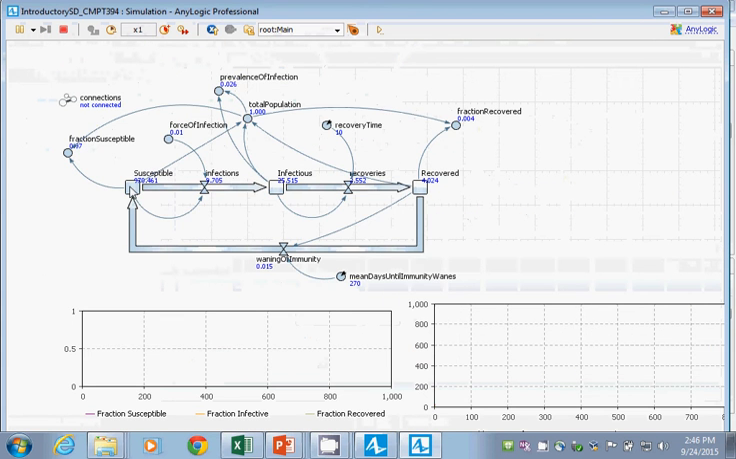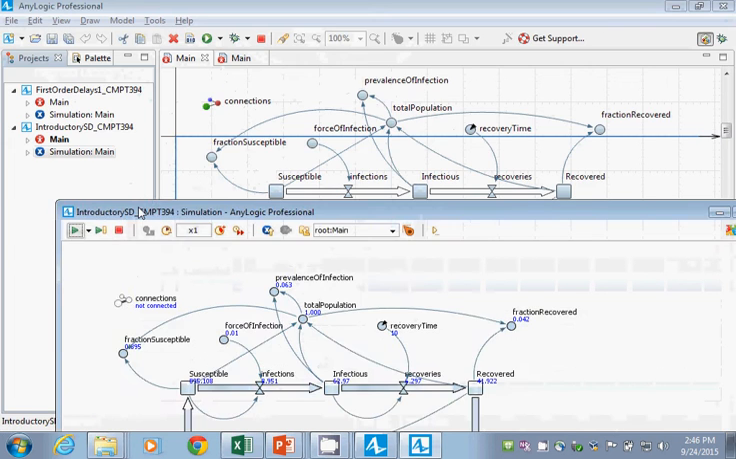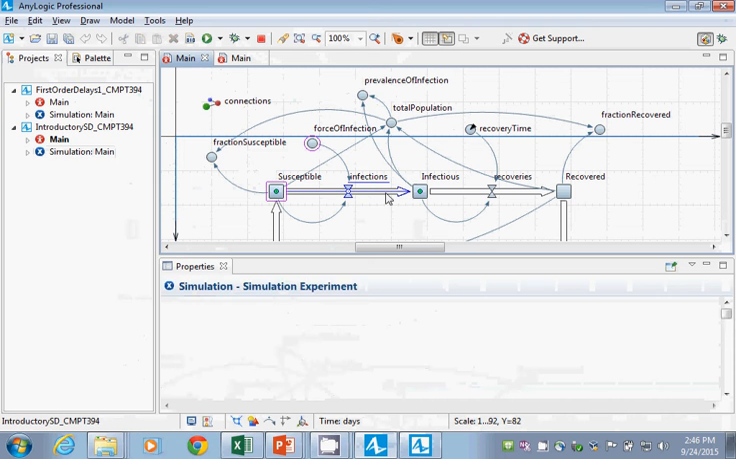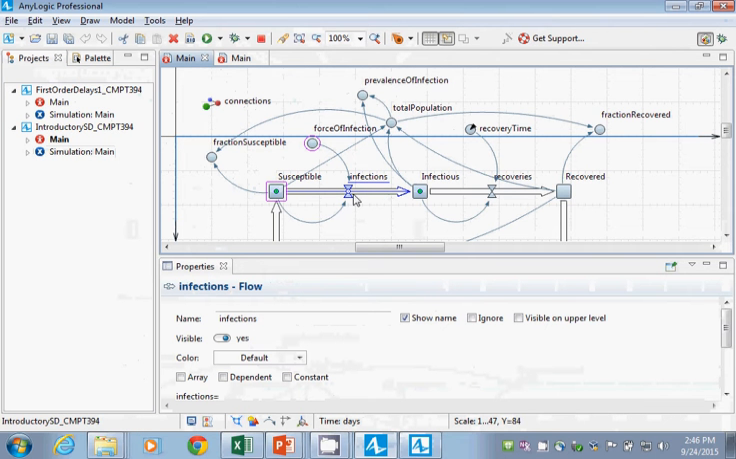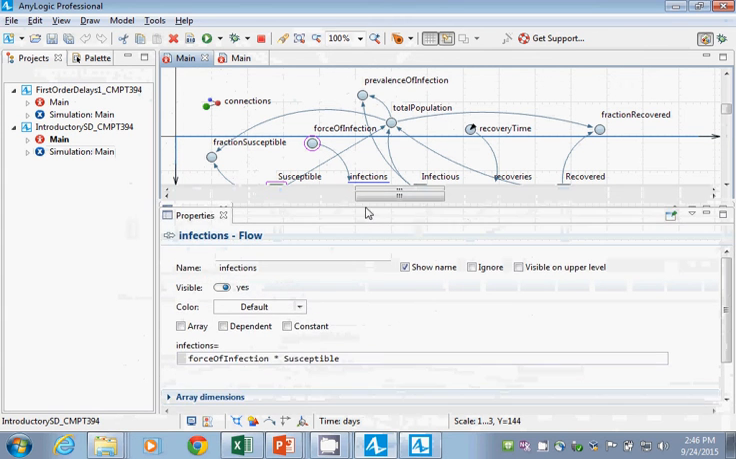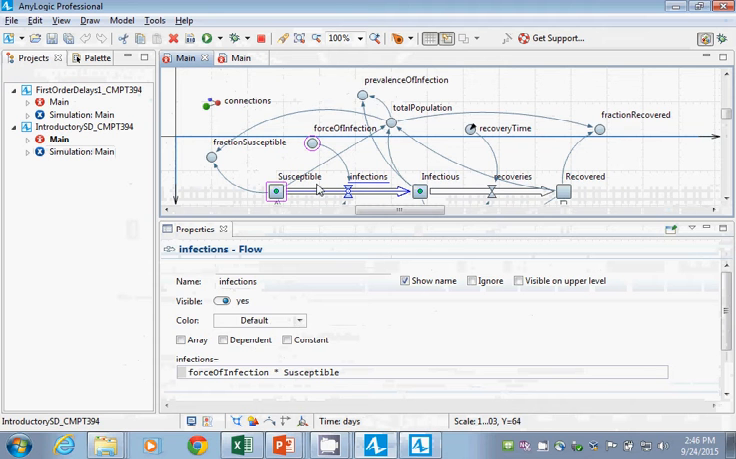And what do you think is going to happen with susceptibles? If everyone starts here, no one is infectious, no one in recovery. What do you think is going to happen for this model? Remember, what was the formula for these infections? Anyone remember? I'll give you a hint. It's a first-order delay. What is it? Force of infection is the probability per unit time someone will get infected. What do you think the formula for this is?